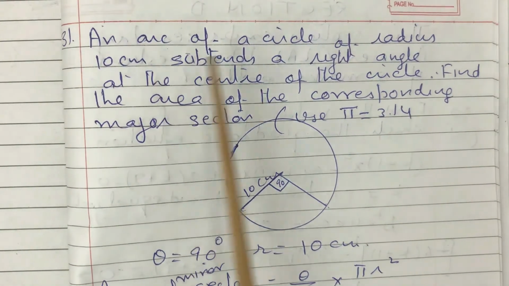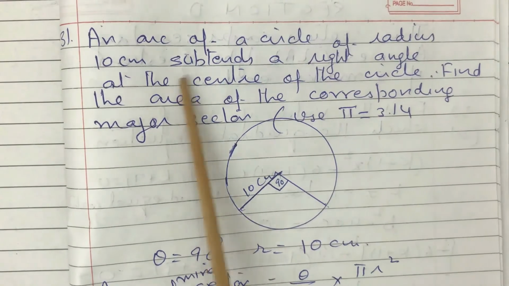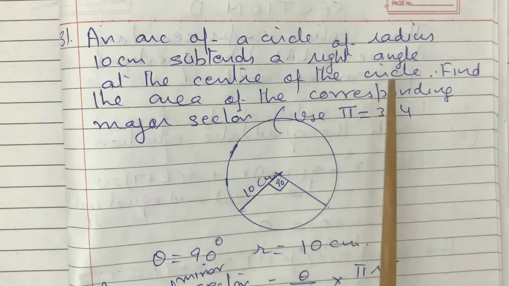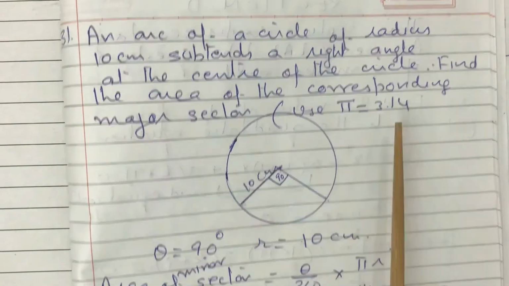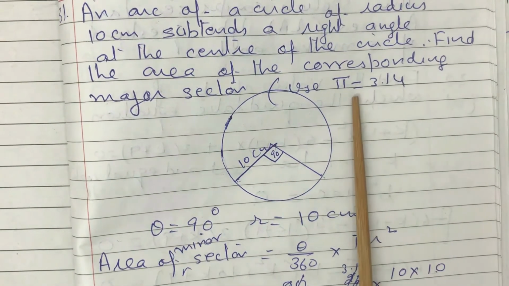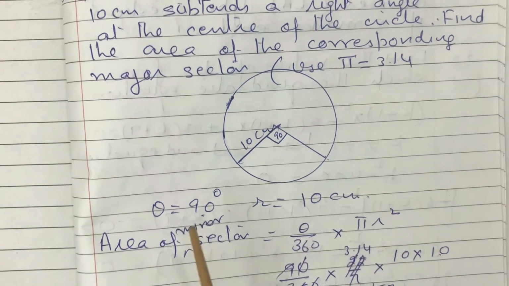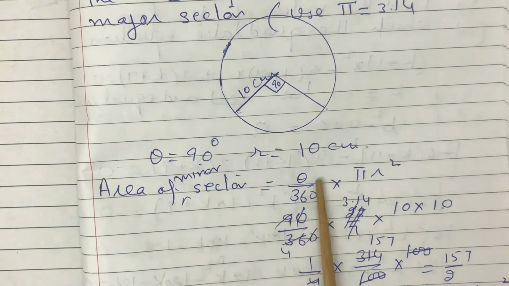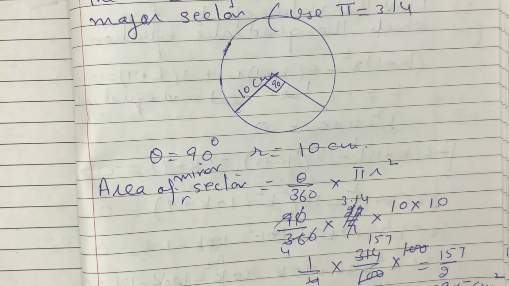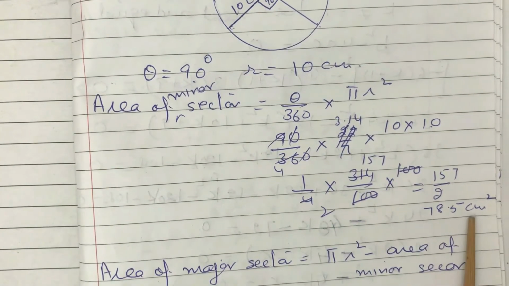31st question. An arc of circle of radius 10 cm subtends a right angle at the center of the circle. Find the area of the corresponding major sector. Now here you are going to take value of pi as 3.14. Now here theta is 90 degree, r is 10. Area of minor sector is theta by 360 pi r square. You will get 78.5 centimeter square.